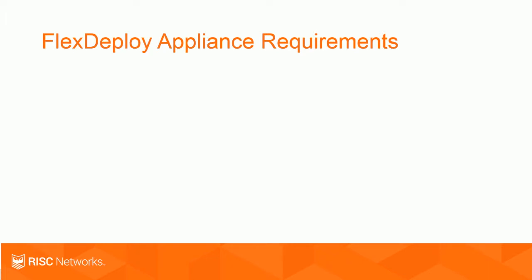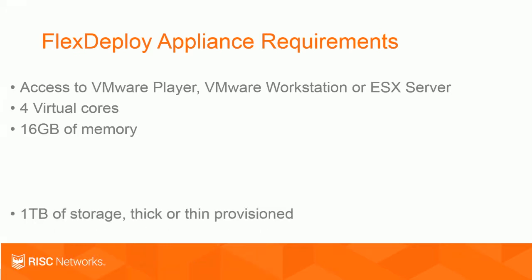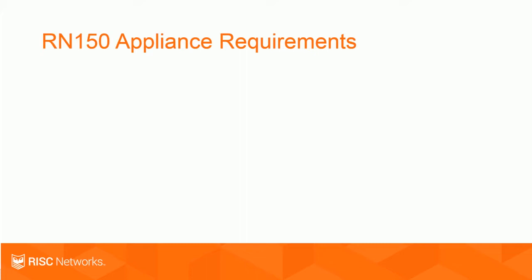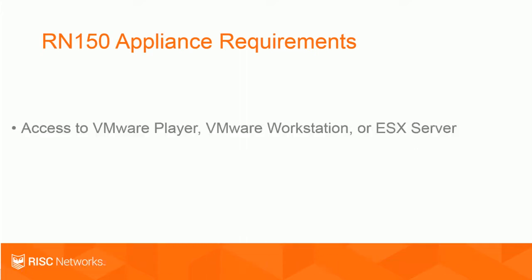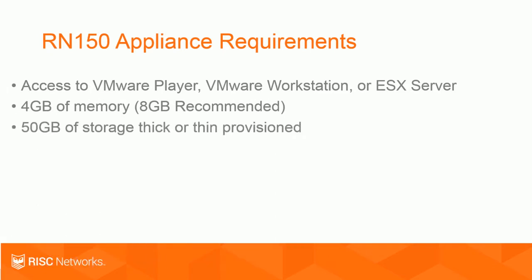The Risc Networks Flex Deploy appliance is a virtual machine, so to run it, we will have to meet a few requirements. These requirements are access to VMware Player, VMware Workstation, or ESX Server, 4 virtual cores, 16 GB of memory, and 1 TB of storage, thick or thin provisioned. The Risc Networks RN150 has a few requirements that need to be met in order to successfully run. These requirements are access to VMware Player, VMware Workstation, or ESX Server, 4 GB of memory, however 8 GB are recommended, and 50 GB of storage, thick or thin provisioned.